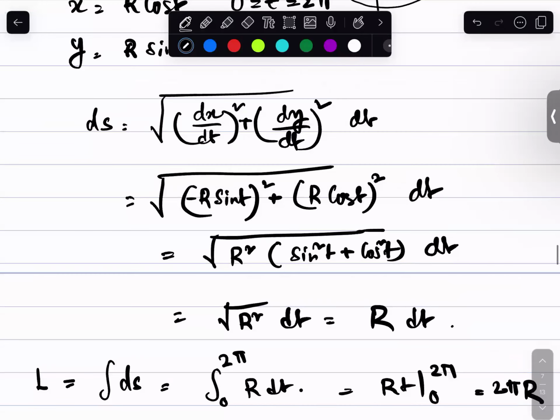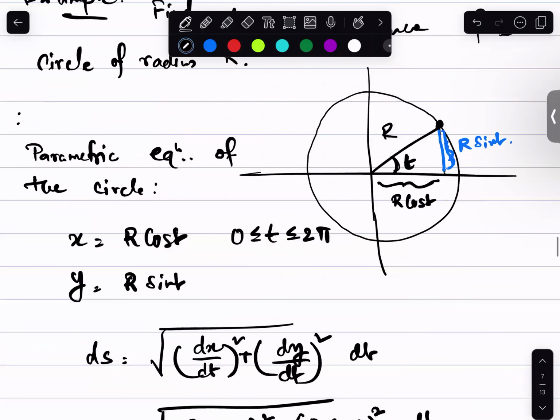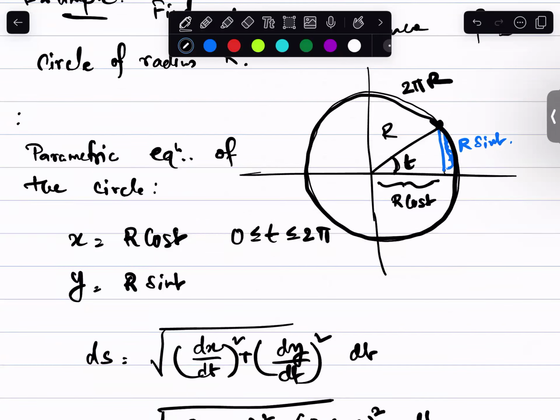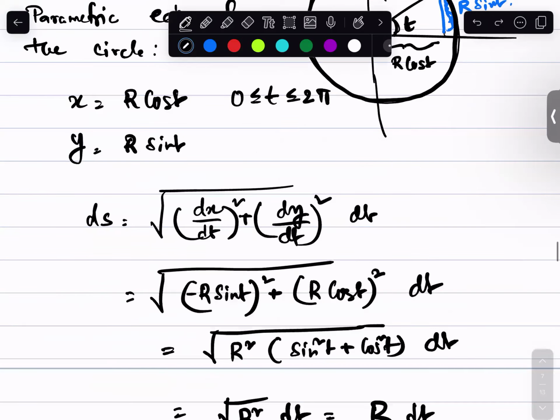Okay, and we all know that the circumference of a circle, we have a formula for that, which is 2 pi r, right? So therefore things are matching.